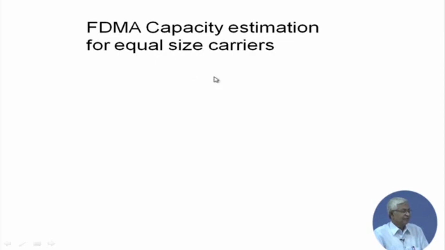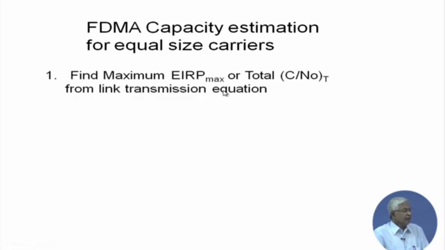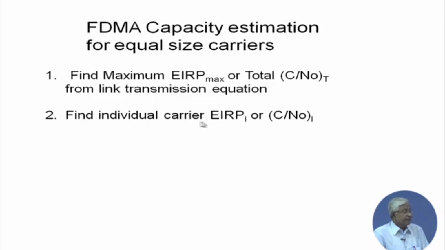All carriers have the same power and the same bandwidth. How do you do it? First we find out the maximum ERP possible in this transponder, assuming the whole transponder is being used, for easy calculation. So what is the maximum ERP, or the total C by N naught, that is the link the satellite can support, and then find the individual carrier ERP from the station which is going up, and the individual carrier ERP which is coming out from the satellite.